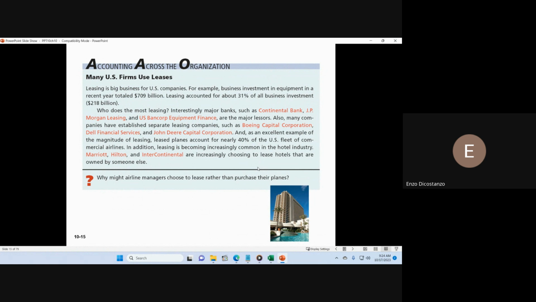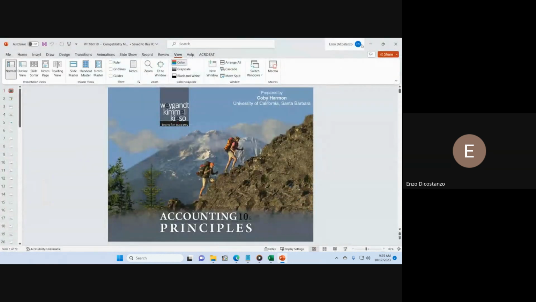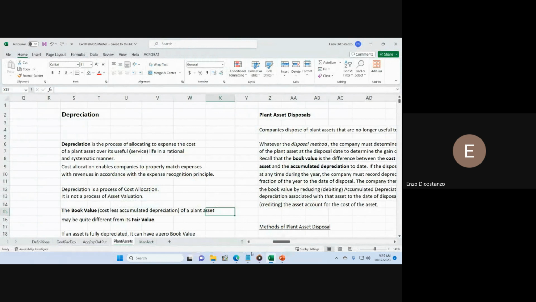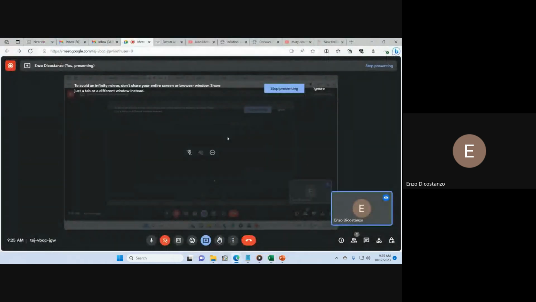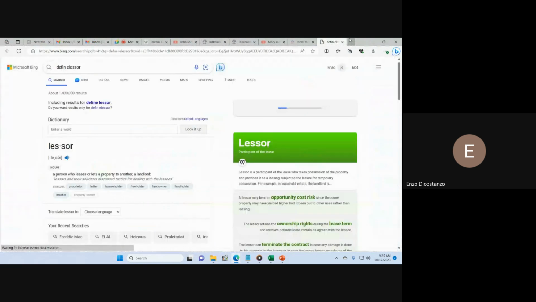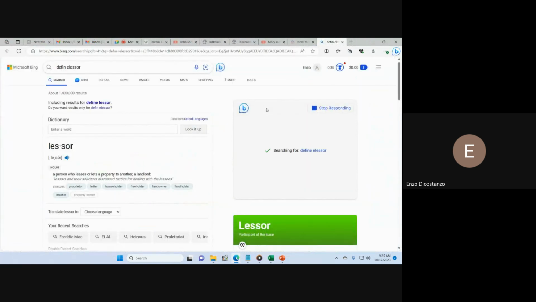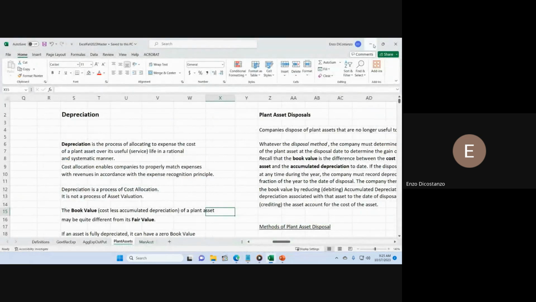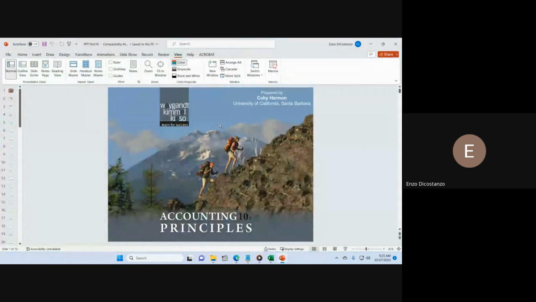It asks who does the most leasing? Well, banks. This is the financing. Major banks do it, or the major lessors. In other words, they provide the leasing. And actually, let's just check that. Obviously the banks lease property or assets, and the banks are the big ones that do it.